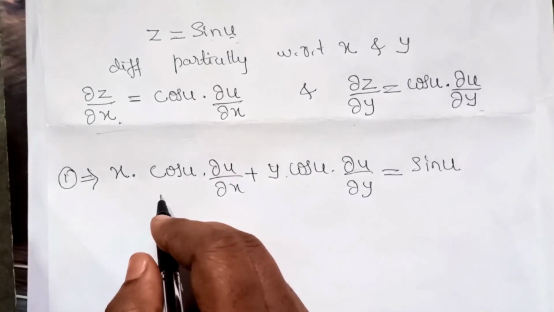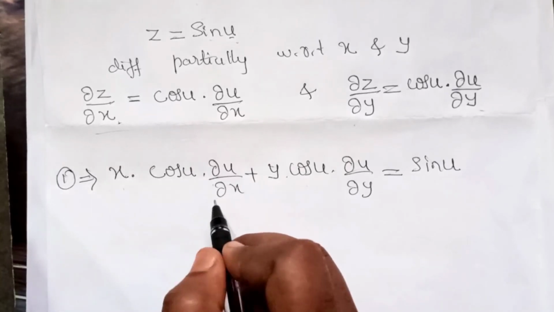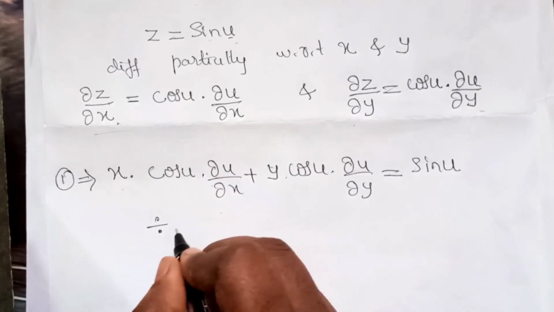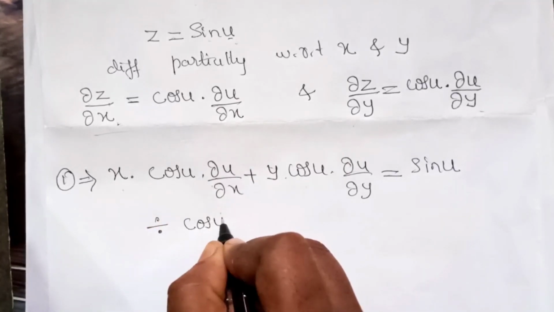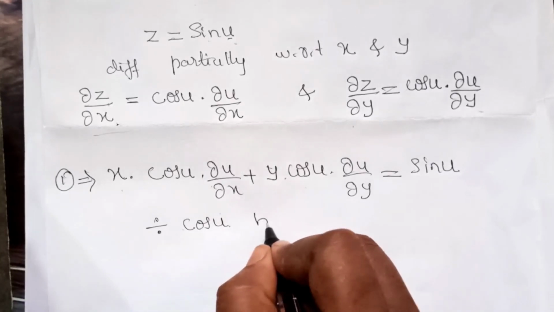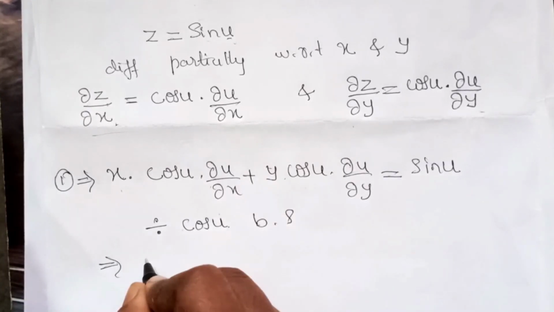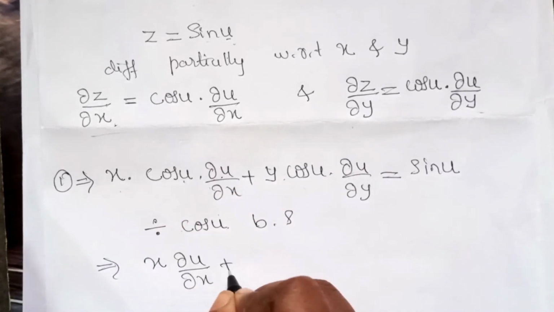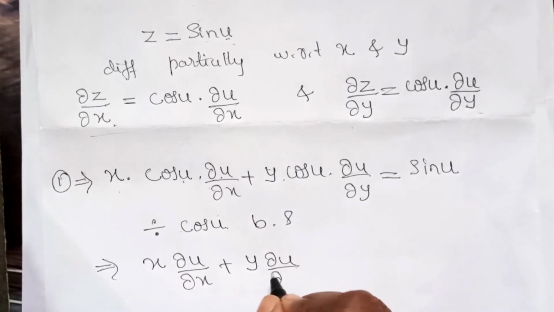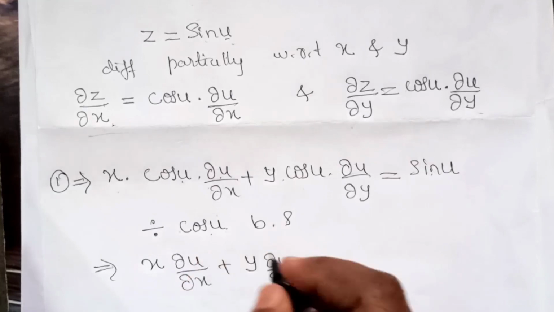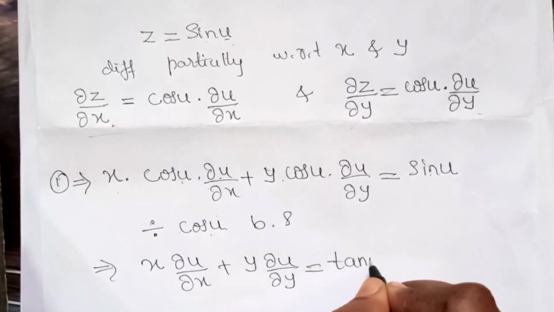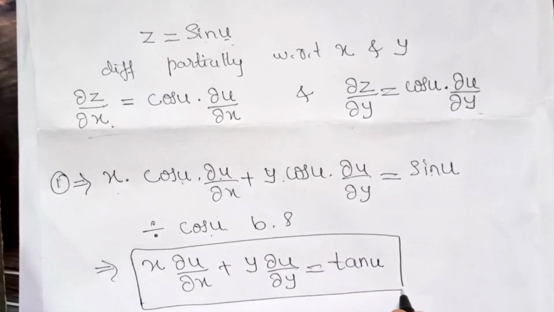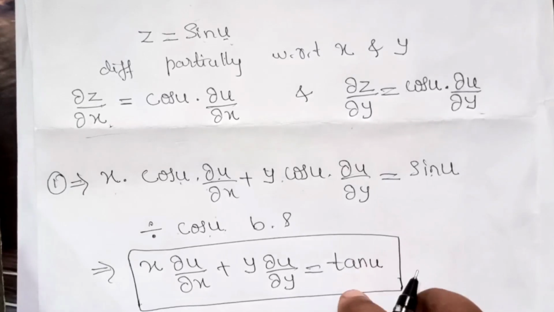So now in the proof we need only x ∂u/∂x value. Therefore we divide this whole equation by cos u. Dividing by cos u on both sides, the cos u cancels, and we get x ∂u/∂x plus y ∂u/∂y equals sin u by cos u, which is tan u, and this is the proof. So this is the required proof.